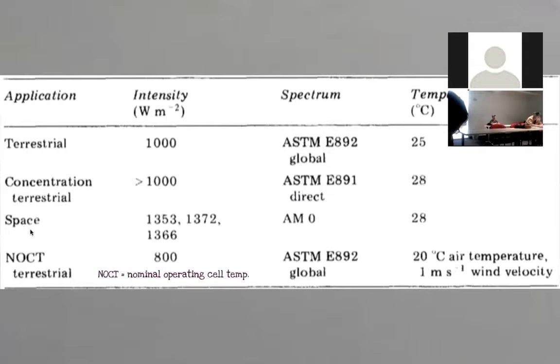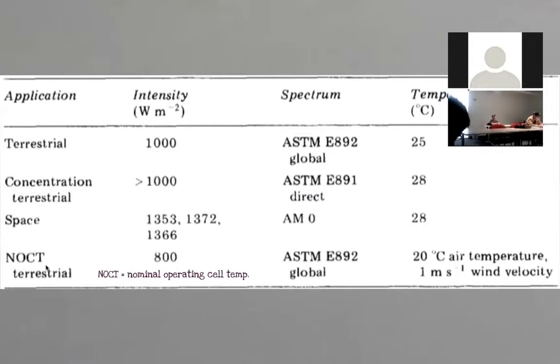For space applications, of course, we know that the spectrum is different. We call it AM0 because it's outside in space. You get a quite different set of wavelengths. And the intensity you use is also a little bit higher. It can vary. It goes from something like 1353 to 1366 or 1372. So let's say about 1400 watts per meter squared. The temperature is also a little bit higher, just because the intensity is higher.